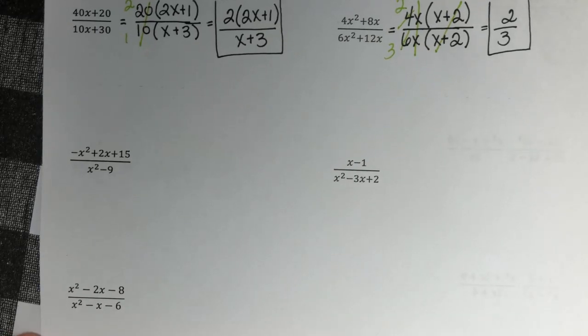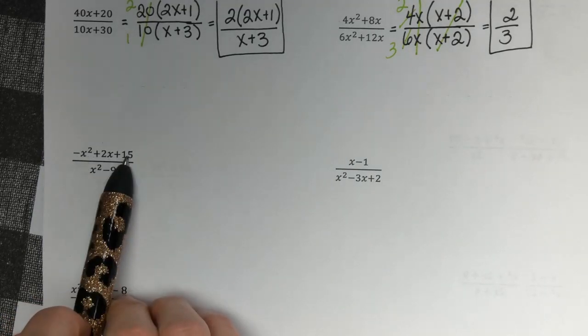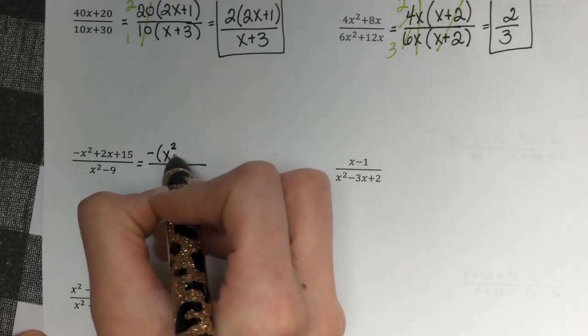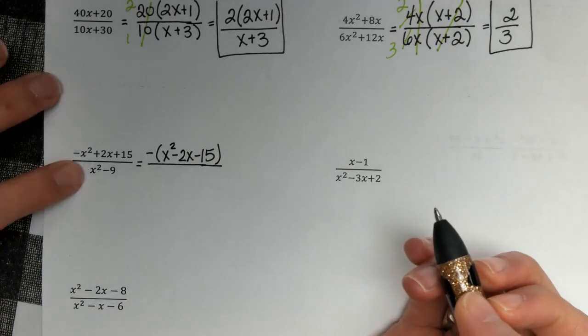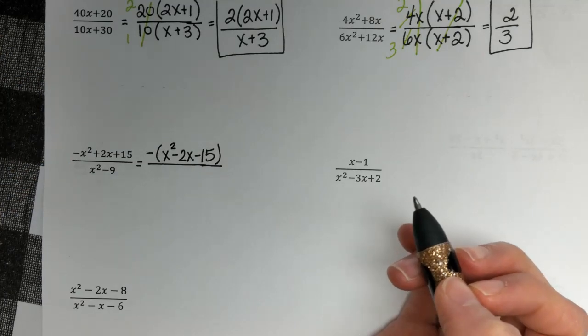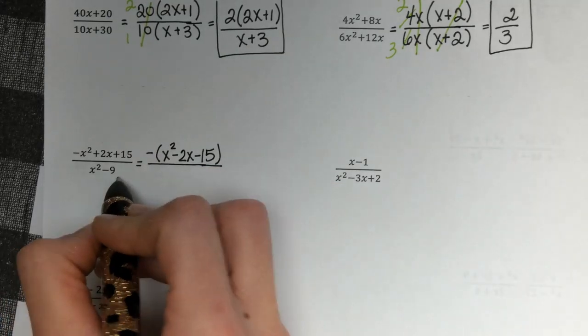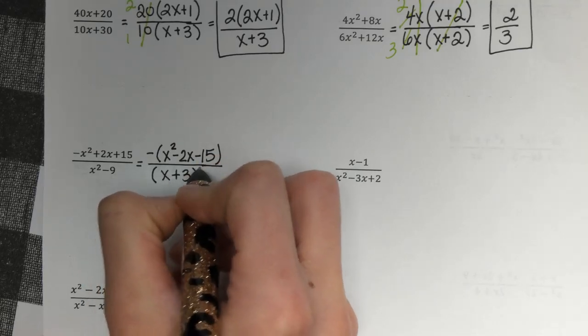Okay, when I look at my next example, I have a negative x squared plus 2x plus 15. Anytime I start with a negative, what should I be doing? Taking that negative out as my GCF. So even though I don't have a numerical GCF, I'm going to take out that negative, and that's going to leave me with x squared minus 2x minus 15. Okay, and then x squared minus 9, some of y'all are not recognizing difference of two squares. That is one of your key things in factoring. So x squared minus 9, I can automatically factor that x plus 3, x minus 3.